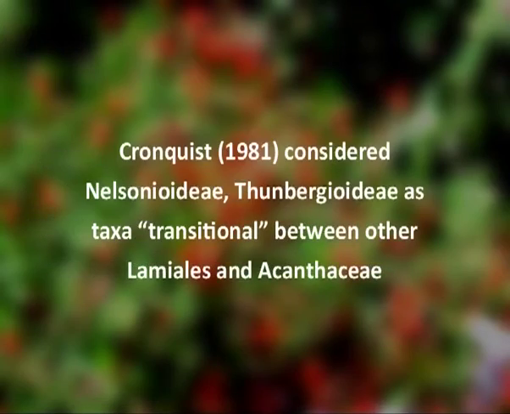The precise delimitation of Acanthaceae, however, has been controversial due to Mendoncioideae, Nelsonioideae, and Thunbergioideae, as, in spite of not sharing the characteristic Acanthaceae sensu stricto fruit type, these seem to be clearly allied with the family. On the basis of presence of explosive capsules as well as absence of synapomorphies characteristic of all or most Acanthoideae, Cronquist considered Nelsonioideae and Thunbergioideae as taxa transitional between other Lamiales and Acanthaceae.